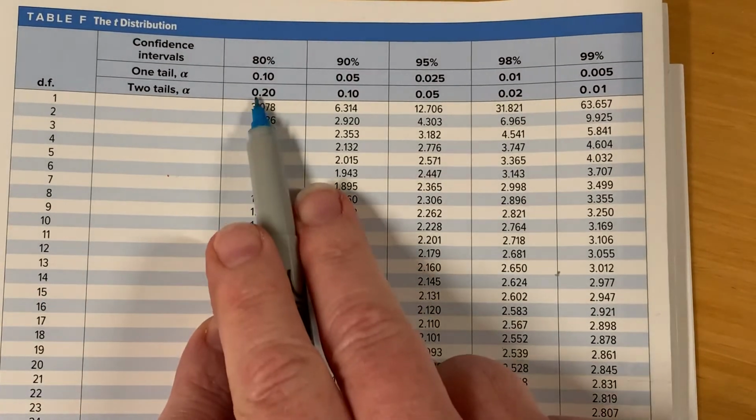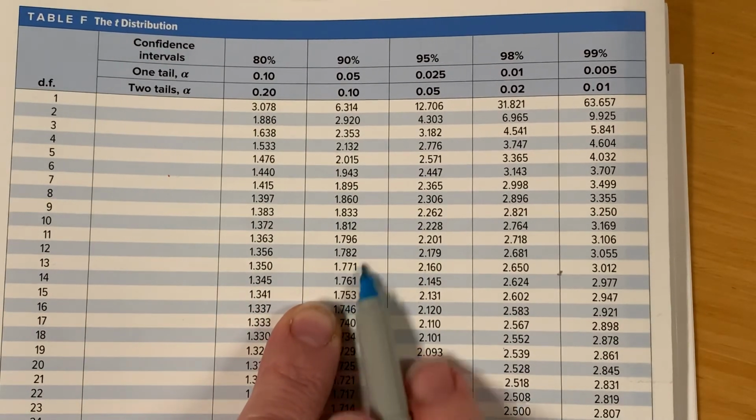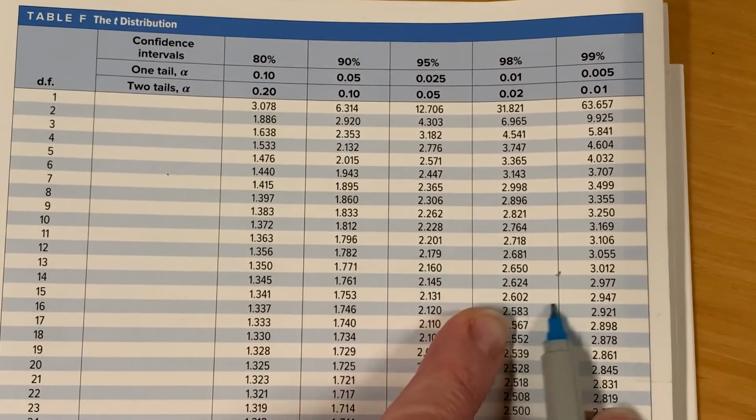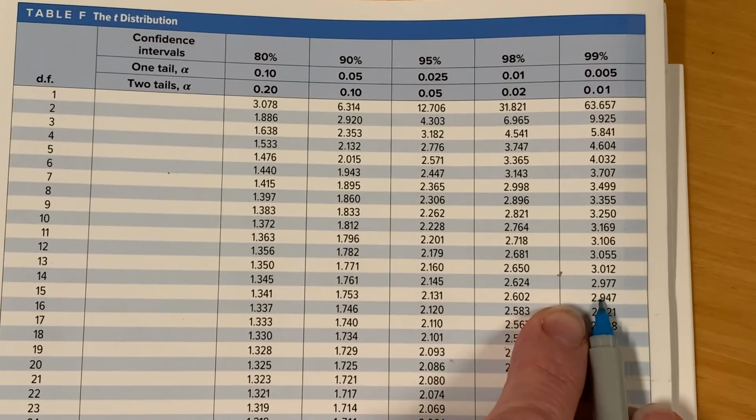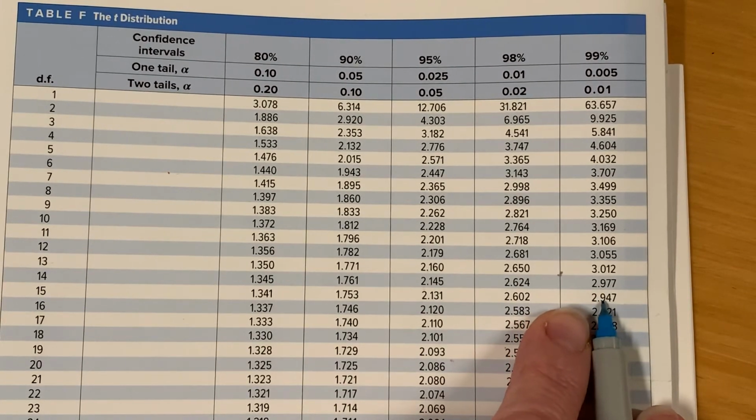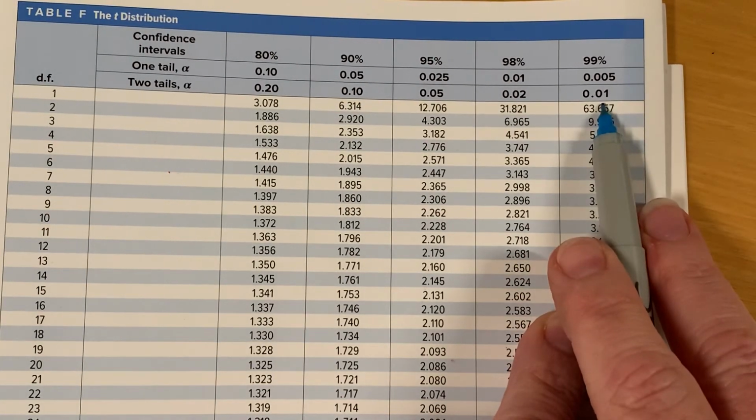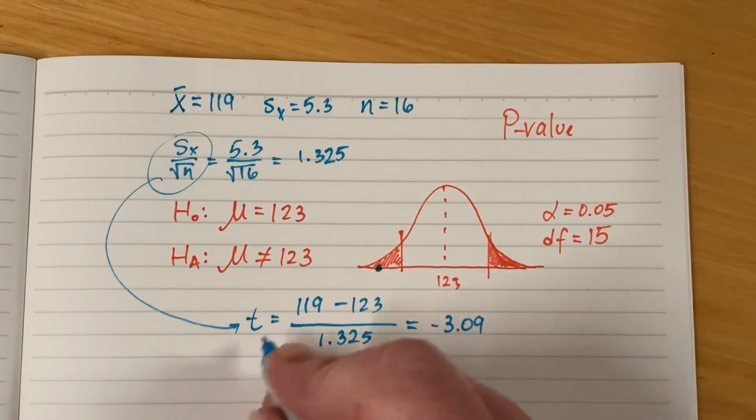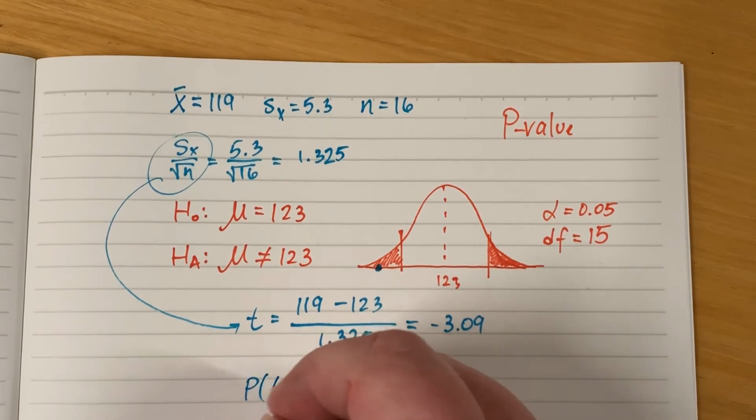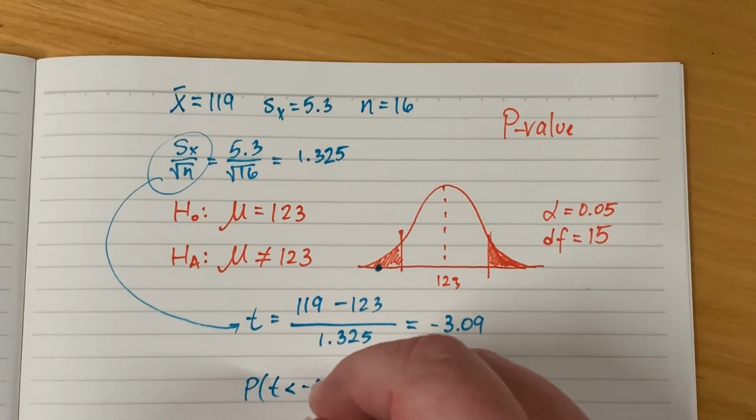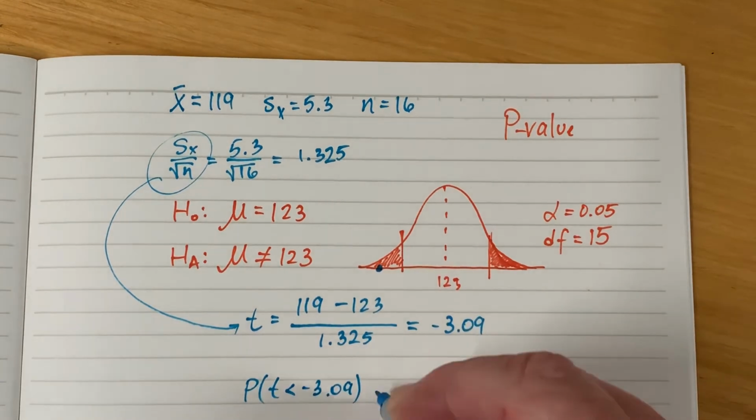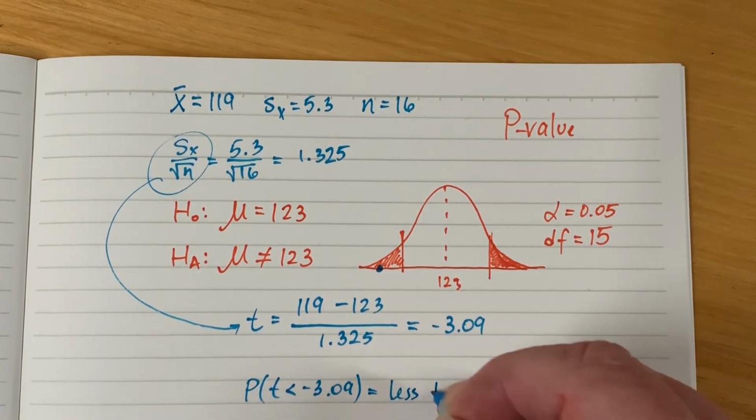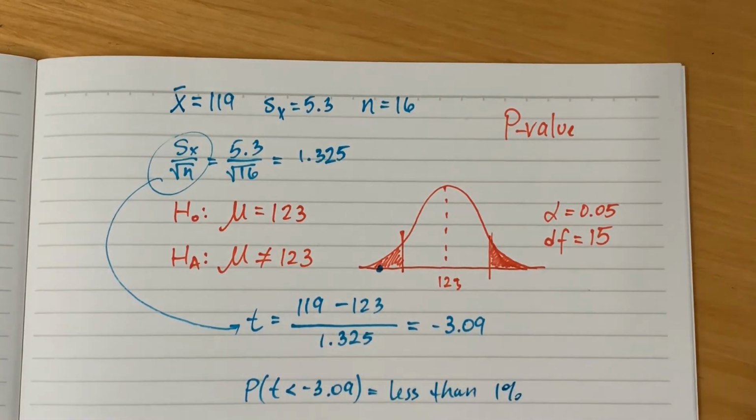No, that's not 3, so not 20%. Do I have a 3 here? No. So actually, the 3 is off the chart. So your probability of getting a value so extreme is less than 1%. Okay, so your p-value, the probability of having t less than negative 3.09 is actually less than 1%.